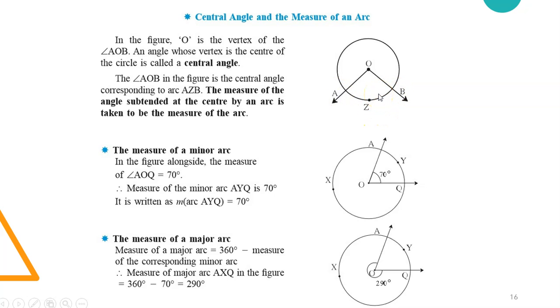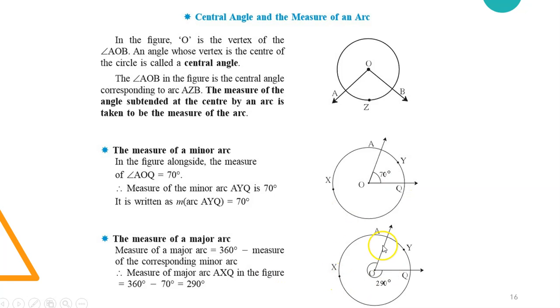The measure of minor arc in the figure given alongside. Now, let's look at this figure. In the figure given alongside, the measure of angle AOQ is 70 degrees. Therefore, the measure of this minor arc AYQ is 70 degrees. Just now we saw whatever is the measure of this angle is the measure of this arc. Now here the angle is 70. Therefore, measure of arc AYQ is also 70 degrees.